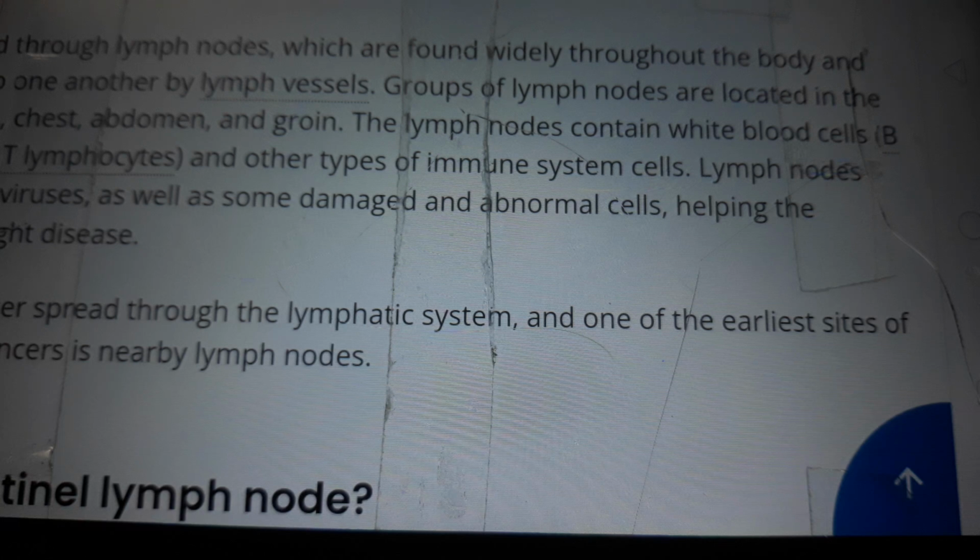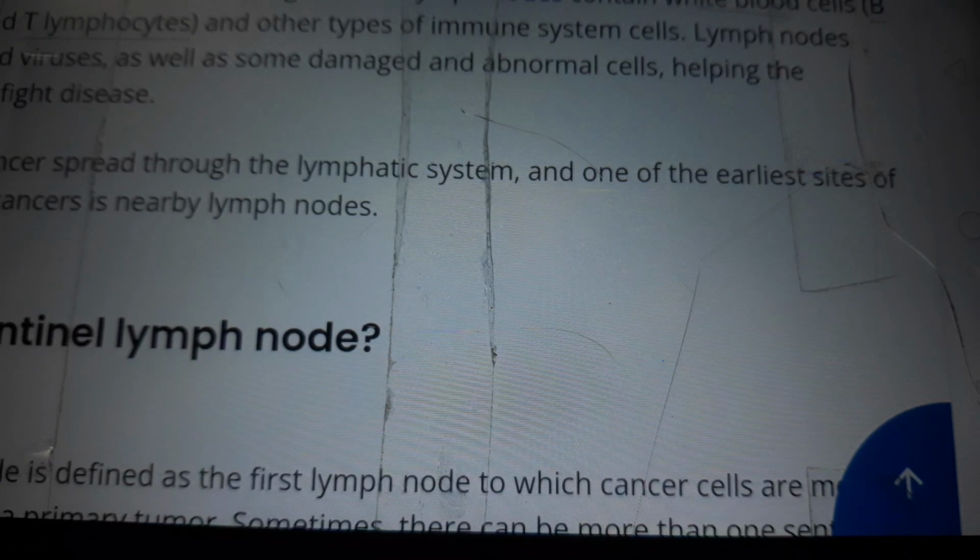and lymph is filtered through lymph nodes, which are found widely throughout the body and are connected to one another by lymph vessels. Groups of lymph nodes are located in the neck, underarms, chest, abdomen, and groin. The lymph nodes contain white blood cells, B lymphocytes, T lymphocytes, and other types of immune cells. Lymph nodes trap bacteria and viruses, as well as some damaged and abnormal cells, helping the immune system fight diseases.